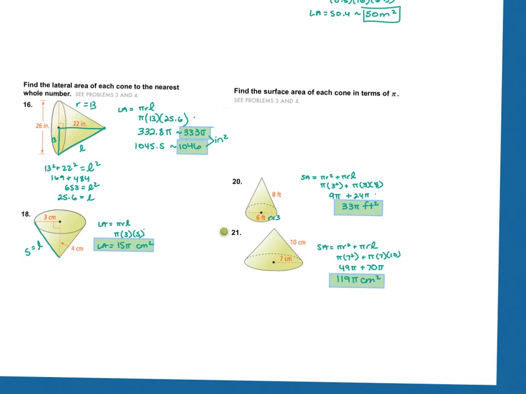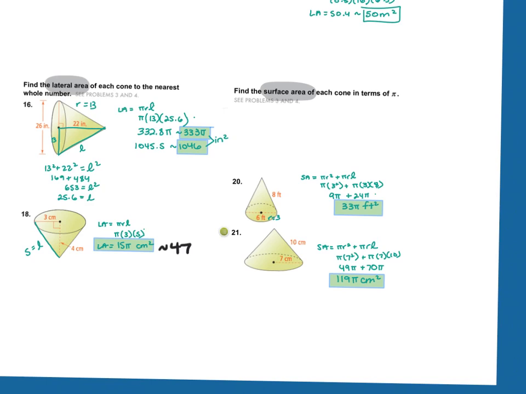16 is 333 pi. Now this time it went the other order. It went lateral area on the left and surface area on the right. So lateral area is 333 pi, and if you have pi and you want to get rid of it, you have to multiply by it. So it would be 1,046. Number 18 is 15 pi, and if you multiply that out, 15 times pi, without the pi it would have been 47.1, which is 47.